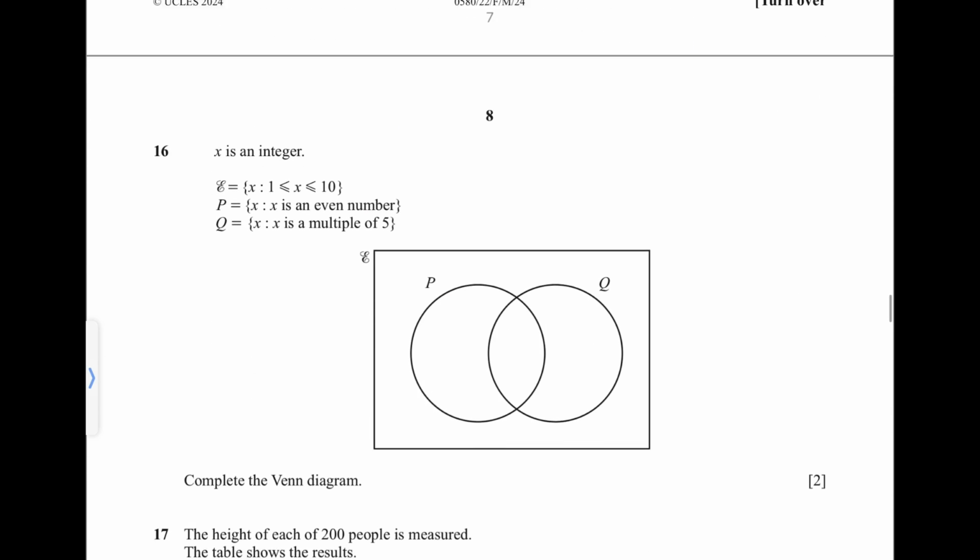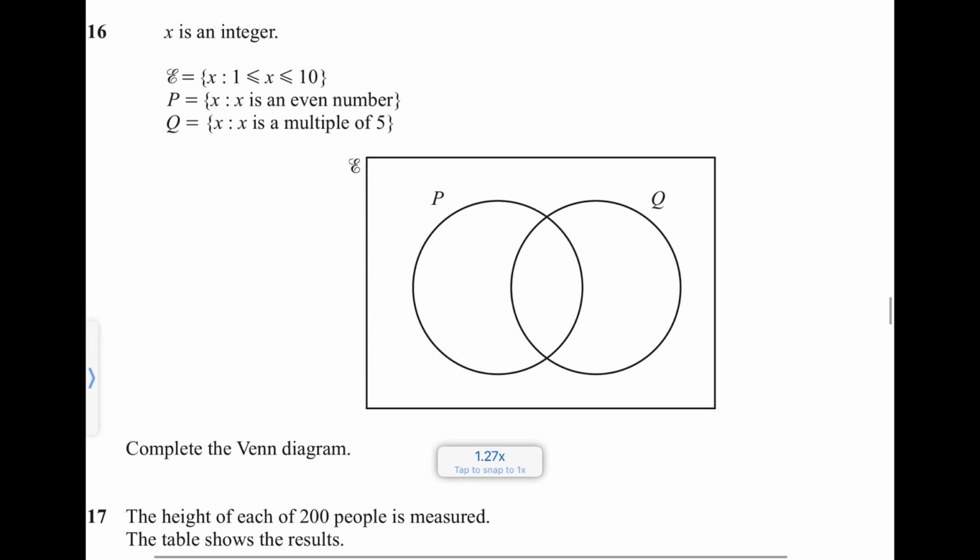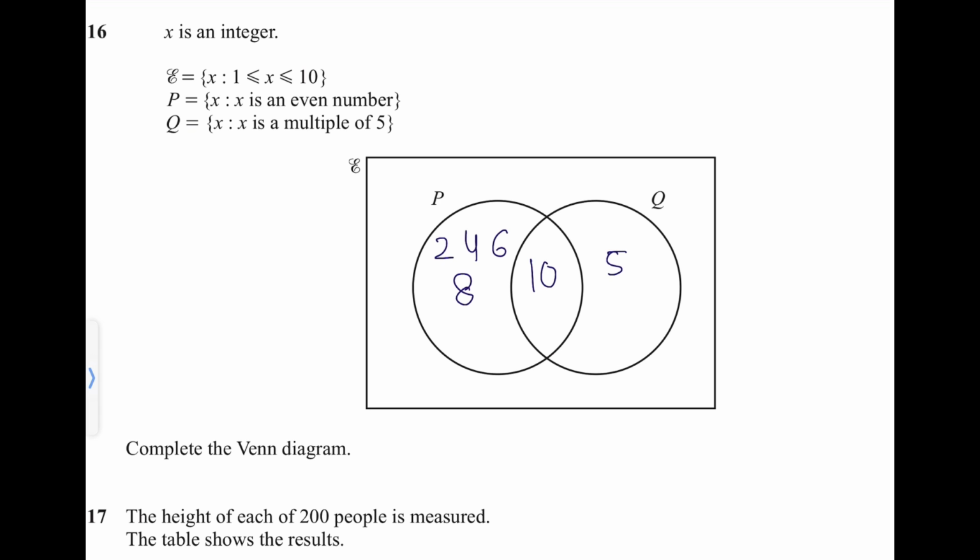Alright, the next question is completing the Venn diagram. Now it says here that there's a Venn diagram where the total is from 1 to 10, all the numbers from 1 to 10 including 1 and 10, and P is even numbers, whereas Q is multiples of 5. So we can easily fill them out. 2 4 6 8. Now 10 is an even number and a multiple of 5, so it should come here, and there's another multiple of 5 which is 5. What are the numbers remaining?